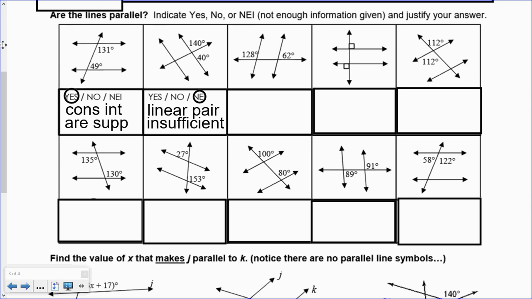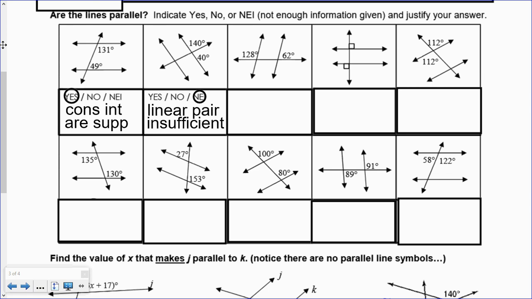If you spell it wrong, it's okay. Just say linear pair. You could say linear pair is not enough to prove that they're parallel, or you can just say linear pair insufficient. Doesn't prove that they're parallel. So again, the two situations for NEI would be linear pair and vertical. So make sure you're looking at those.